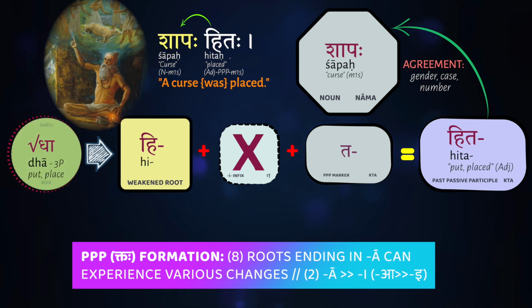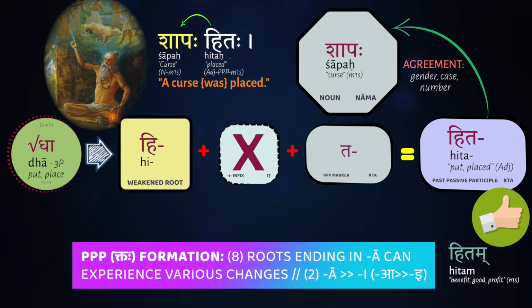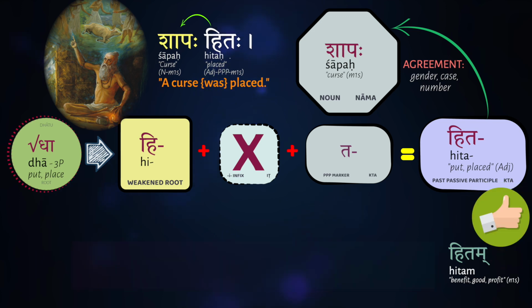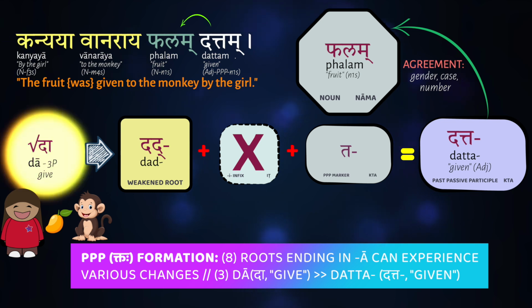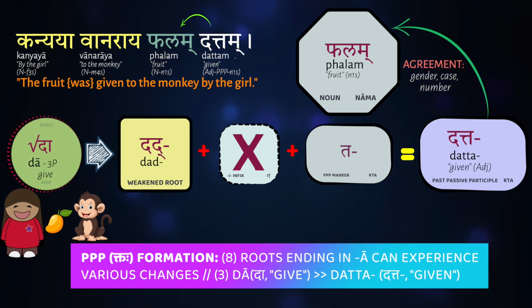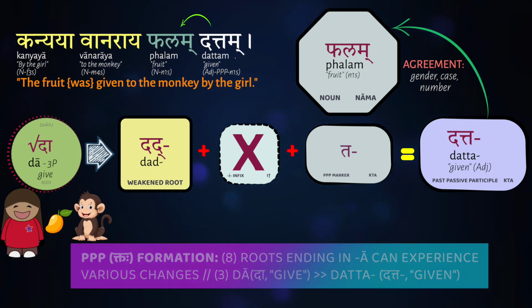Dha, to put or place, becomes hita, put or placed. That's just a form you'll have to recognize. Hita is a very important PPP. It has a frozen meaning of benefit or good. The most important one to remember, though, is the irregular PPP of da, which means to give, and it becomes datta, given. Kanyaya vanaraya phalam dattam. The fruit was given, phalam dattam, by the girl to the monkey. Kanyaya vanaraya. You'll see datta everywhere.